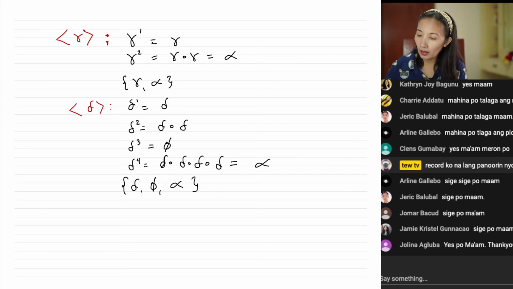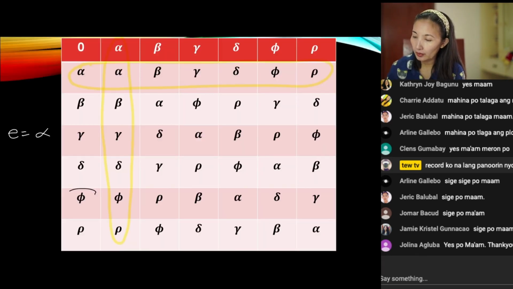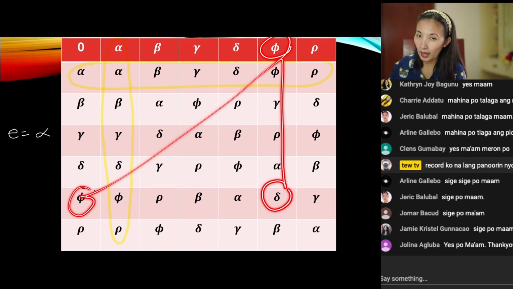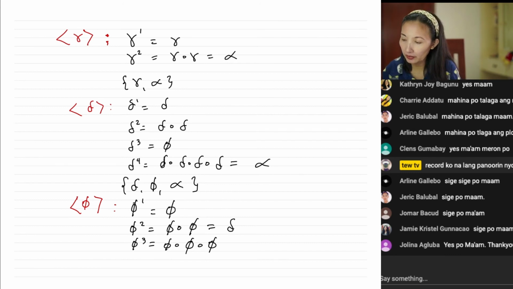Next, how about phi? What is phi raised to 1, phi raised to 2, phi raised to 3? Phi raised to 1 is phi itself. Let me highlight: phi times phi is delta. What about phi cube? Phi cube means phi circle phi circle phi. But we found out from the previous that phi circle phi is delta. So delta circle phi. Let's look at that.